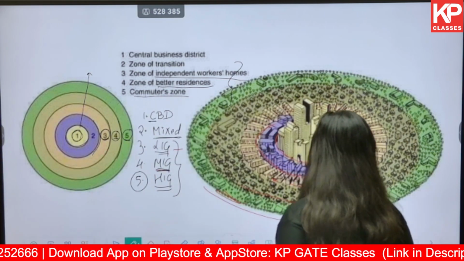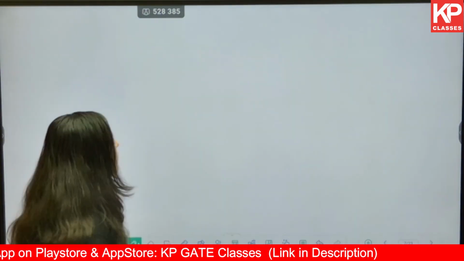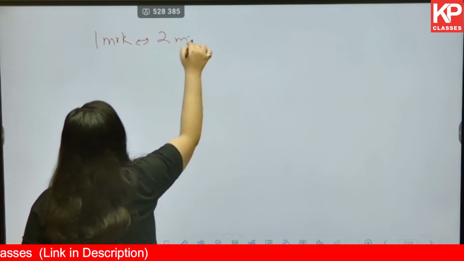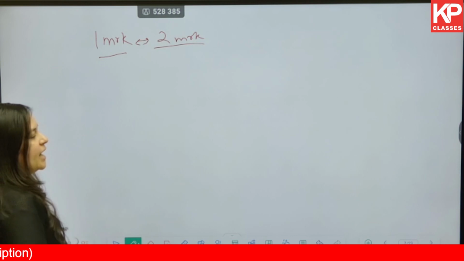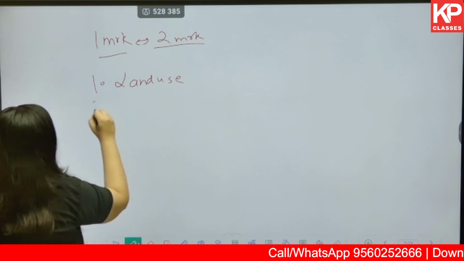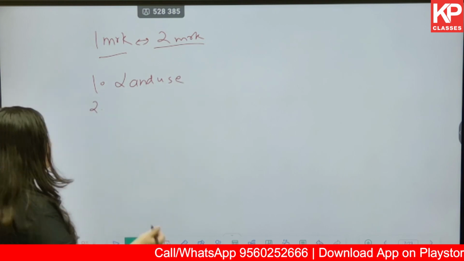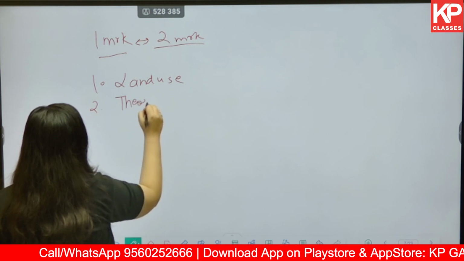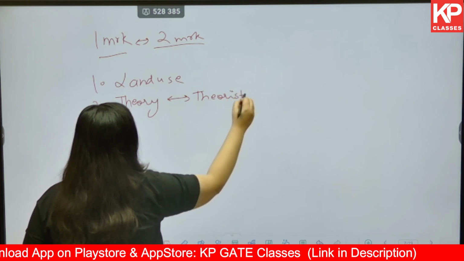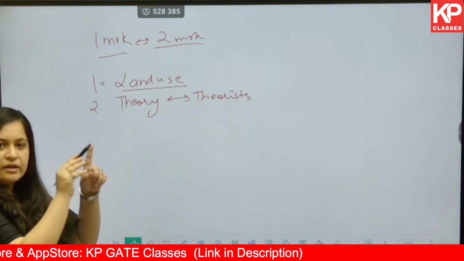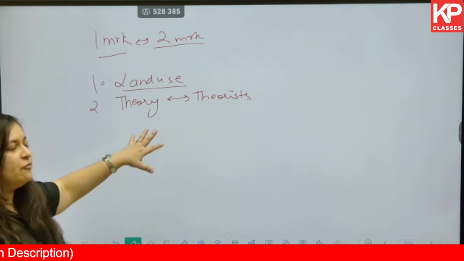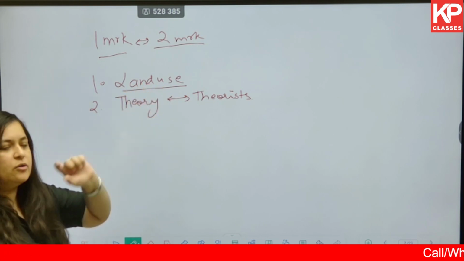Okay. Now what kind of questions can be asked in your exam? It can be a 1 mark question or it can be a 2 mark question. Okay, a 1 mark question can be one related to land use, and second one related to who gave a particular theory. So theory and theorists. Now in this land use, probably you are given a sketch with labeling being done in the form of 1, 2, 3, 4, 5, and you have to tell which land use we are talking about under which number.